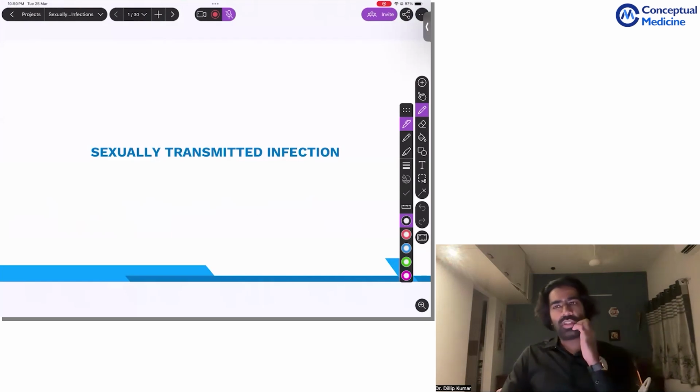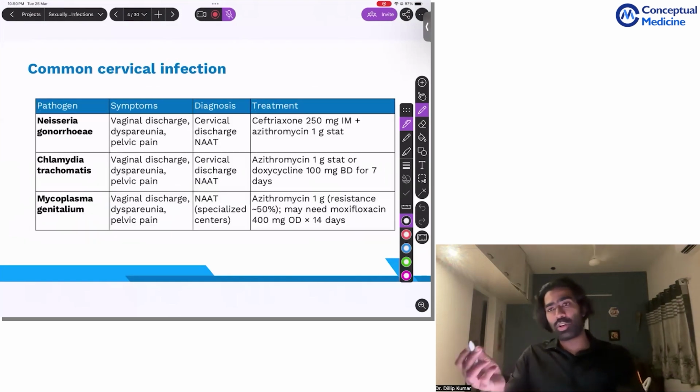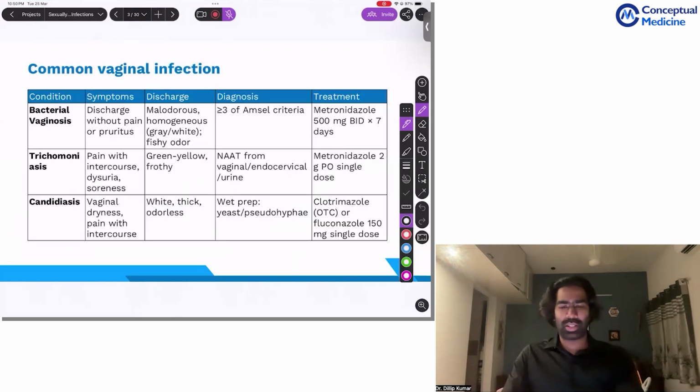So let us first start with certain important common organisms that cause urethral infections. Then we'll be talking about the common organisms that cause vaginal infections. Then we'll be talking about some organisms that cause cervical infections. Then we'll be moving on to the overview of sexually transmitted infections as a whole.